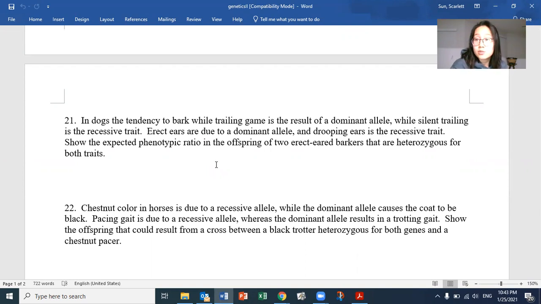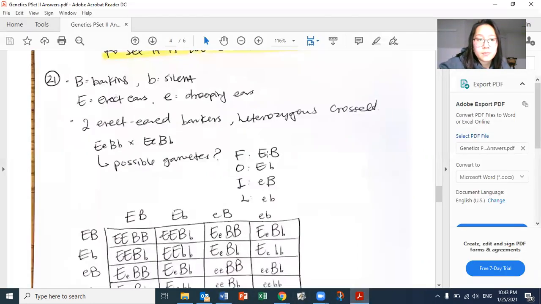Okay, this is going to be a 16-box dihybrid Punnett square cross, right? So it's going to be our big 4x4 box, and you're going to have to use FOIL. So we know that we're going to use capital B as barking and lowercase b as silent for trailing. And for the other gene, we're going to be using erect ears as capital E because it's dominant, and lowercase e for drooping ears. Okay, so we have 2 erect-eared barkers, and they're both heterozygous, which means that they're going to be capital E, lowercase e, capital B, lowercase b, and they're crossed with the exact same thing.